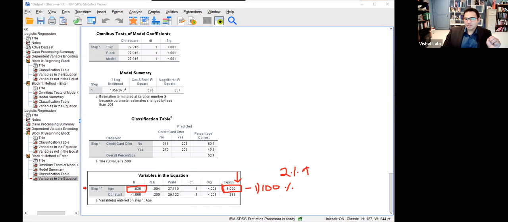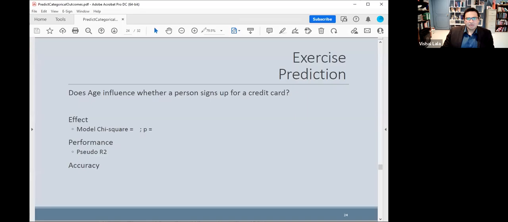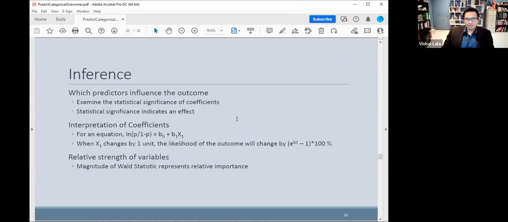This is based on that formula I shared a few minutes ago from the slide, which looked like this. E raised to the regression coefficient, minus 1, times 100, allows you to interpret that regression coefficient.